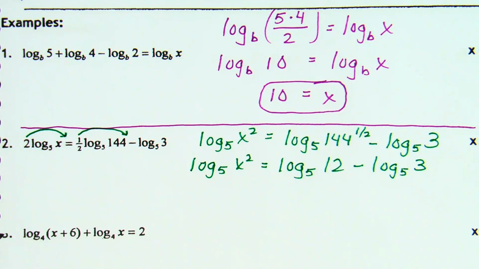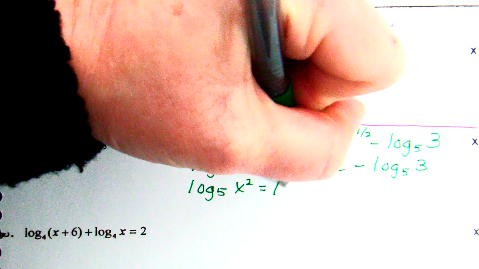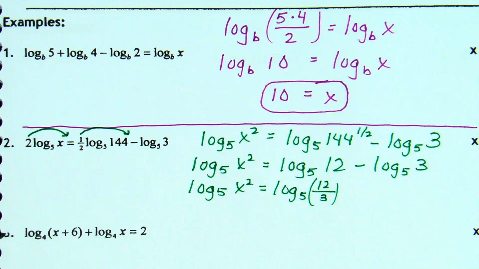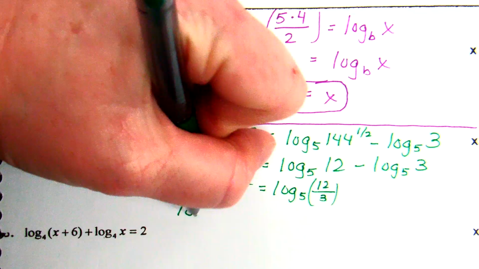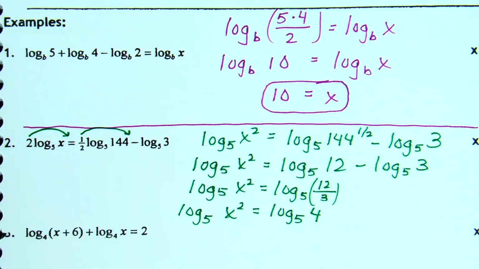What's our next cleanup step? Yeah, quotient rule. Two logs being subtracted can be rewritten as one log where the insides are divided. So log base 5 of x squared equals log base 5 of 12 divided by 3. But I agree, by all means, go ahead and put it as 4 as long as you understand where that came from. So log base 5 of x squared equals log base 5 of 4 at that point.